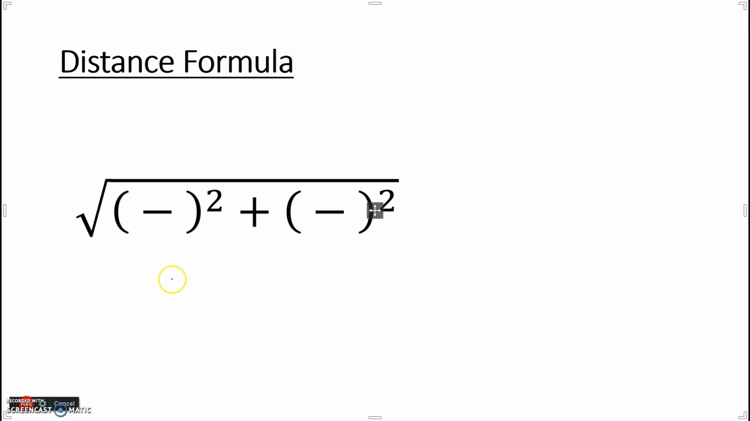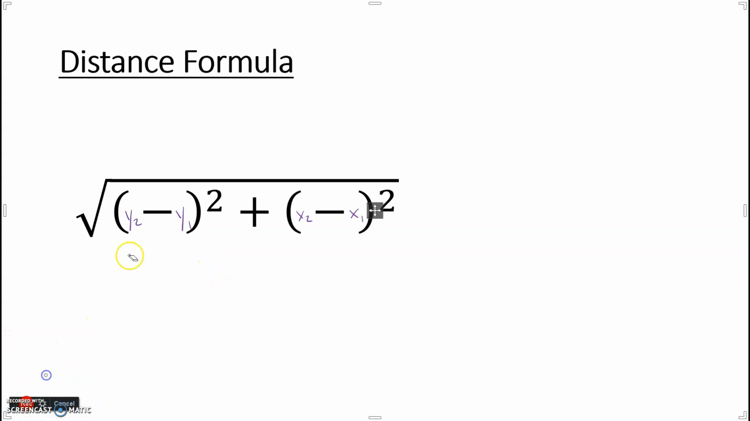Distance formula, we actually talked about this last week. This is the shell I use. Remember, put your x coordinates in one of them, put your y coordinates in the other. If you want the whole formula, it was y2 minus y1, x2 minus x1. But you don't need all that. As long as you know to put your x coordinates in one of them and your y coordinates in the other, you really don't need all that. You just need the shell.